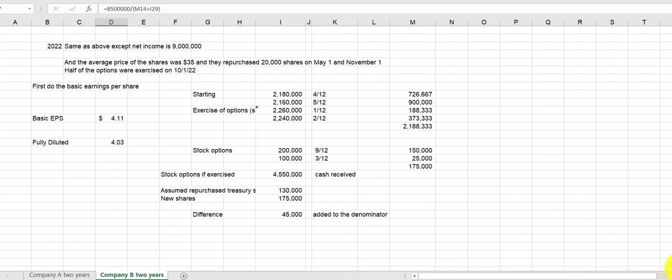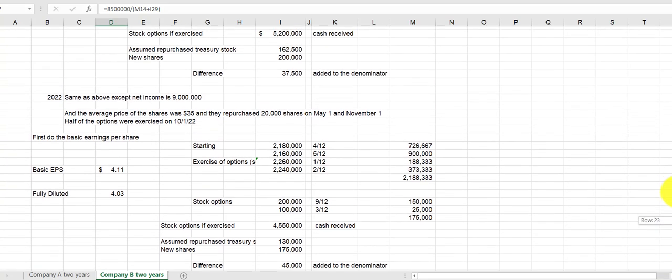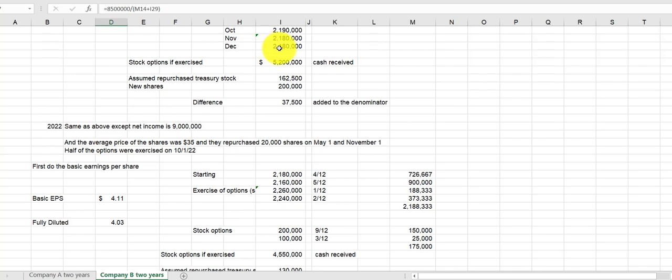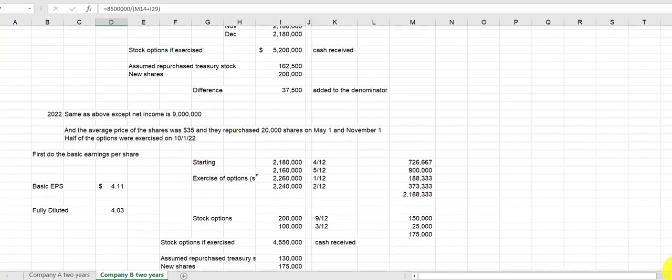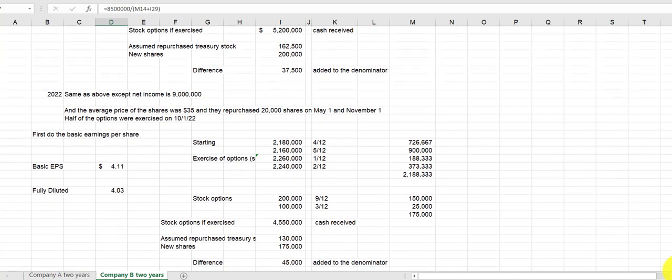All right, moving to the second year. Same as above, except net income is 9 million. Okay, so we're going to carry over the 2,180,000 shares outstanding to start with for the new year. Those options are still floating around, but now the average price of the shares was $35. They repurchased shares both on May 1st and November 1st, and we have an exercise of the option.